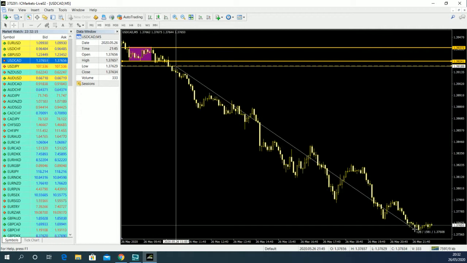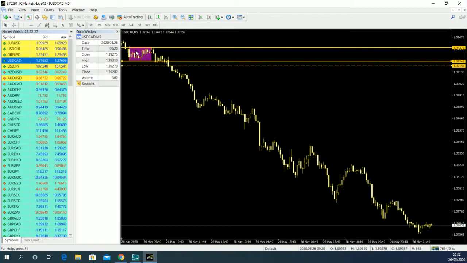Now we got 158, 160. We got 160 pips, ladies and gentlemen. From a 15 pips target, you have 160 available. So take your pick. Which one do you want to take? Anybody want to see anything else?